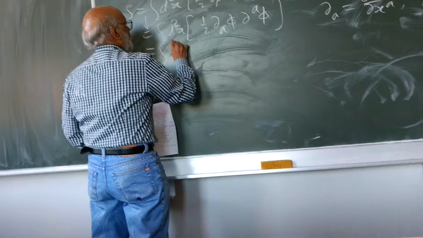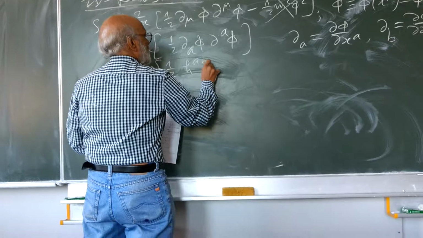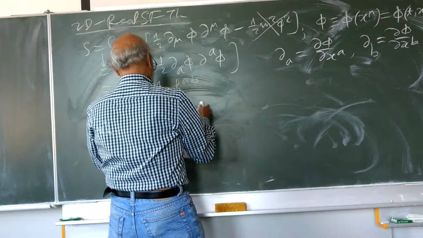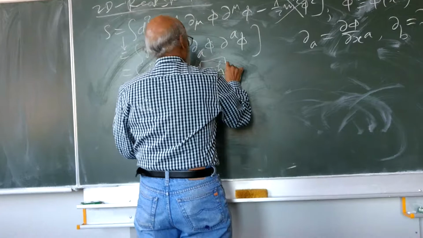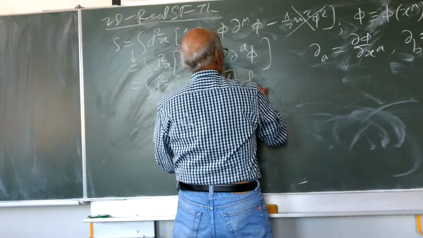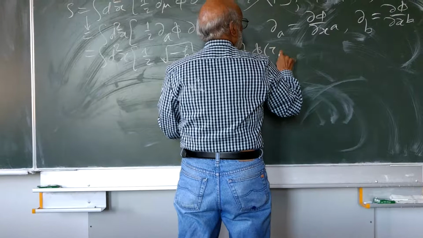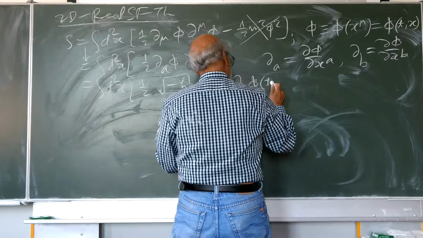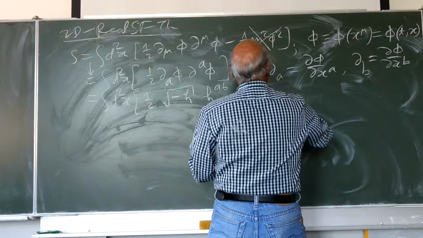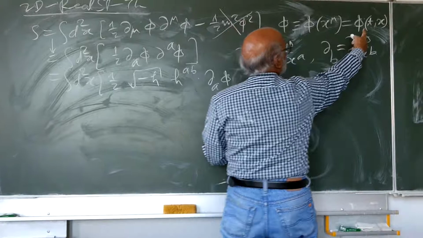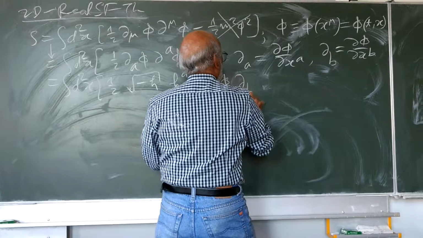Now I want to write it as ∫d²x 1/2, and I want to introduce a metric h^{ab}, and a square root of minus h, and I want to have h^{ab} times ∂_a φ, which is a function of t and x, or if you like I can write τ and σ, or let me leave it without arguments. ∂_a φ is a two-dimensional field, ∂_a φ and ∂_b φ.